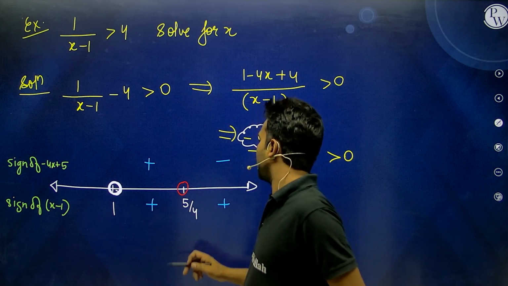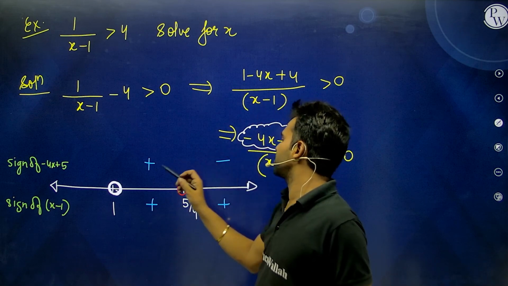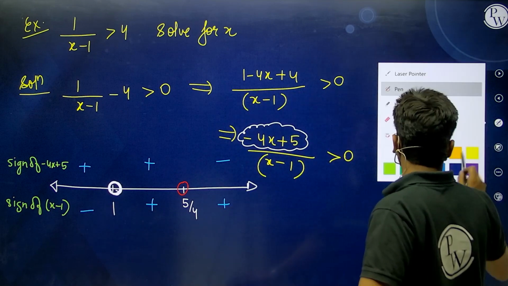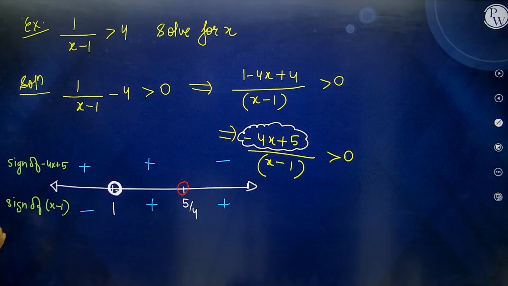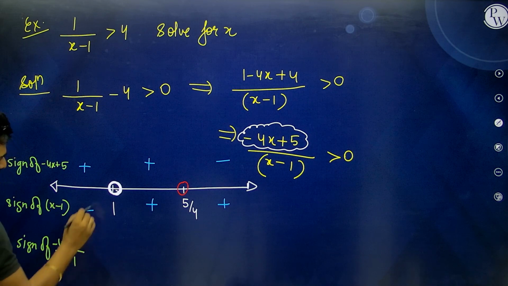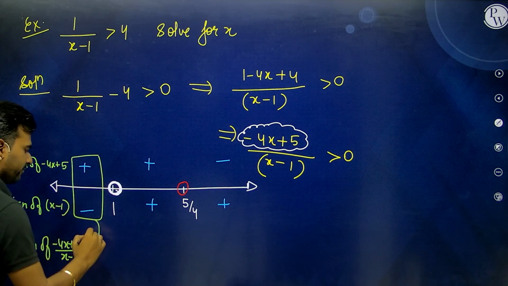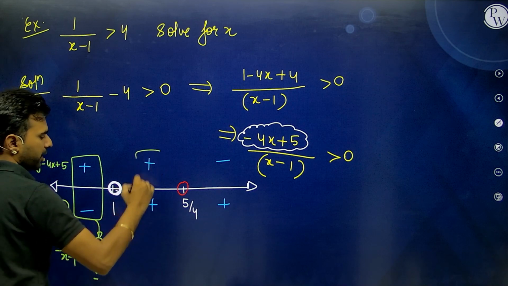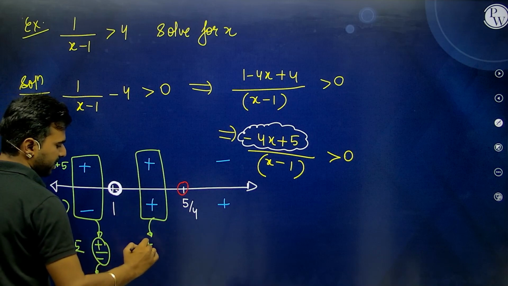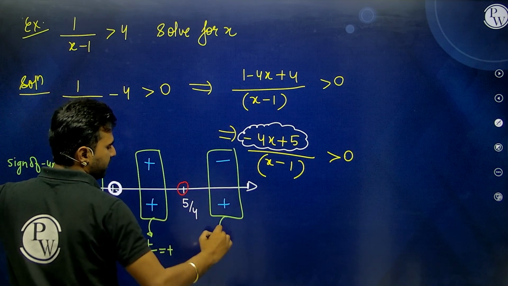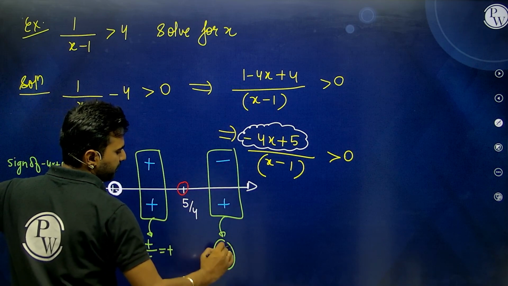All right, moving ahead. If you put any value less than 1, let's say 0, this is positive and this is negative. So if you see the sign of minus 4x plus 5 upon x minus 1, here positive over negative will come. That is, positive over negative is what? Negative. Here positive over positive will come. That is what? Positive. Here negative over positive will come. Negative over positive, that means negative will come.